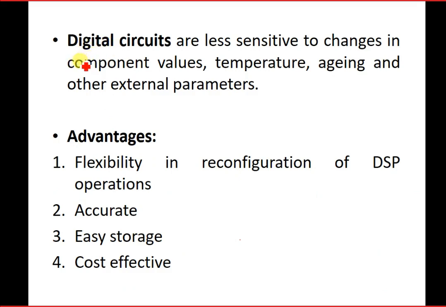But there are certain disadvantages of the analog signal processing systems, and hence digital circuits are being proposed. Why are they being proposed? Because digital circuits are less sensitive to changes in component values. What do you mean by component values? Suppose I ask you to bring a 1 kilo ohm resistance.